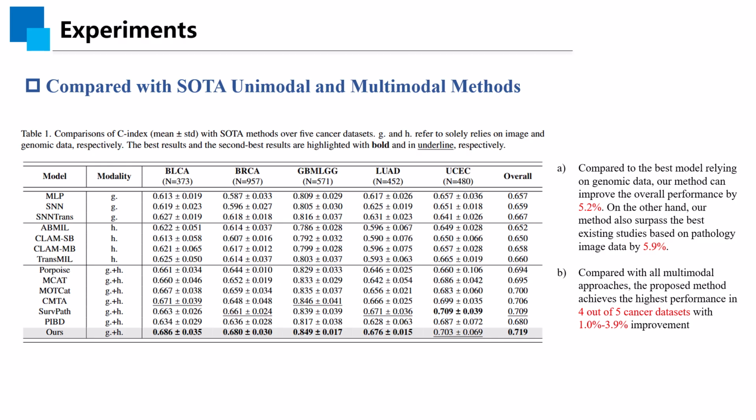To validate the effectiveness of our proposed method, we use 5 different cancer datasets from TCGA and compare with both the unimodal models and multimodal models. Compared to the best-performing model that relies solely on genomic data, our method improves the overall performance by 5.2%. On the other hand, when compared to the best existing models based on pathology images alone, our method shows a 5.9% improvement. Notably, when compared with all state-of-the-art multimodal approaches, our model achieves the highest performance in 4 out of 5 cancer datasets, with improvements ranging from 1.0 to 3.9%.